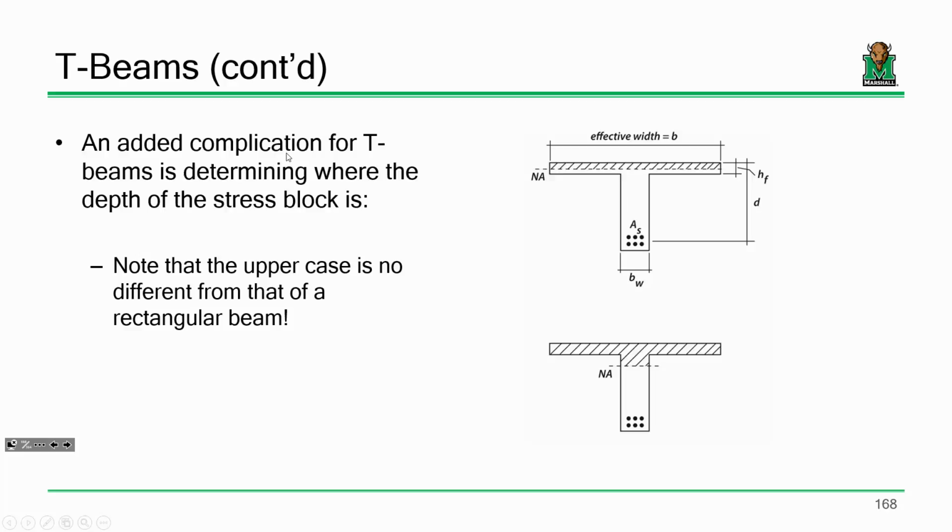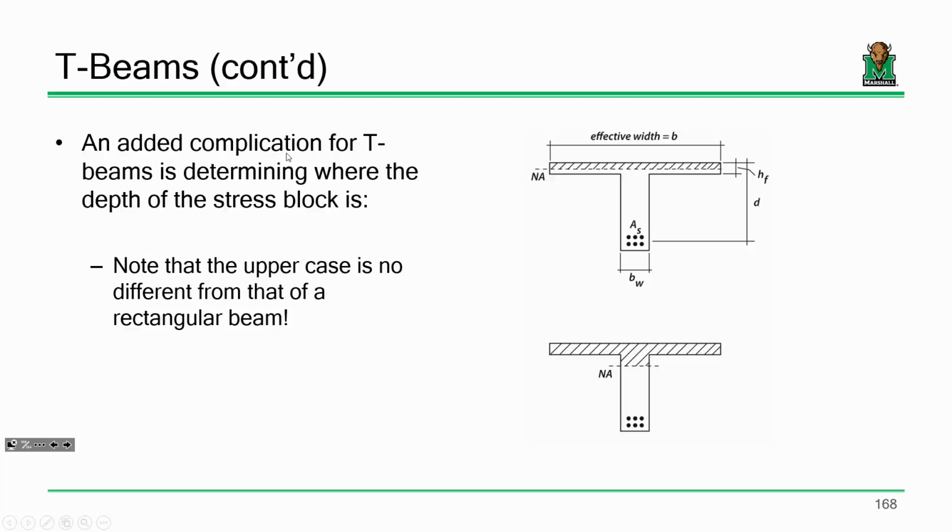Okay, the added complication with T-beams, where it really gets funky, is when you have to assess whether or not you're dealing with a rectangular T-beam or a true T-beam. Now, a rectangular T-beam is such that the stress block is in the flange. And if you look at this, it's really no different than what we've been doing before. Just a rectangular beam, steel in the bottom. It's no different because the stress block is rectangular just like it was before.